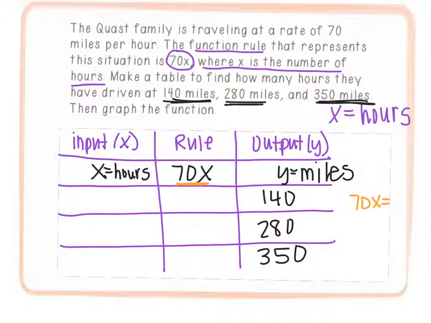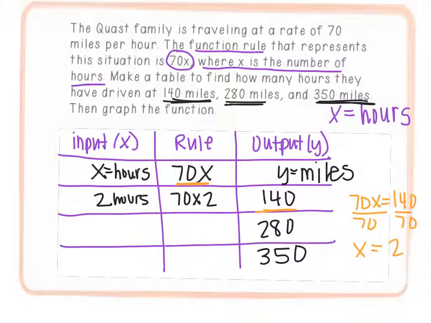So I'm going to put 70x equals 140, and I need to solve for x. I'm going to divide by 70 on both sides, and I know that my x is going to equal 2. I could look at it without the zeros and know that 7 goes into 14 twice, so 70 twice would be 140. Right here I would put 70 times 2, and I would put 2 right here for hours. 2 hours would get me 140 miles for the Quas family trip.